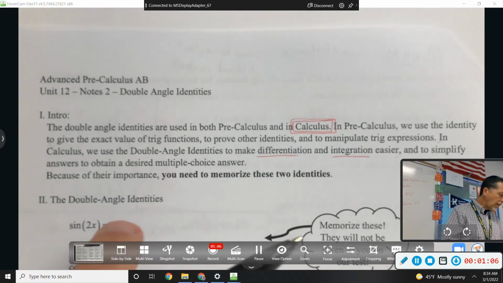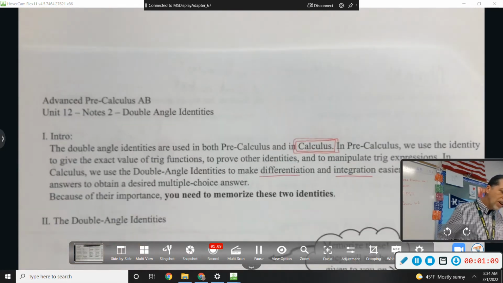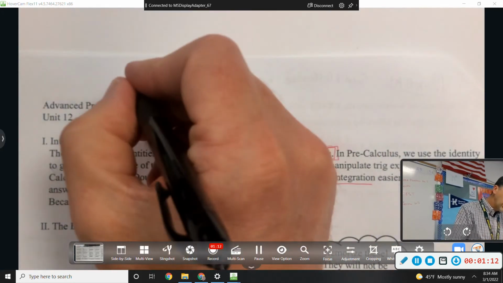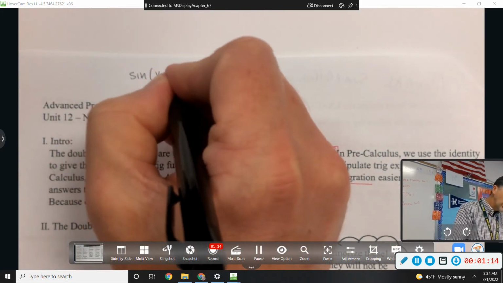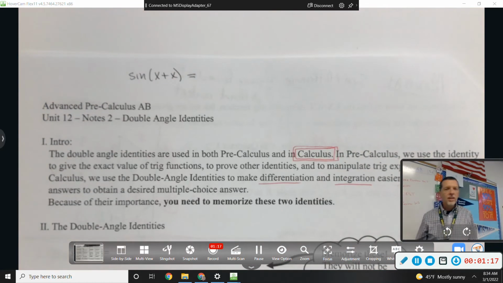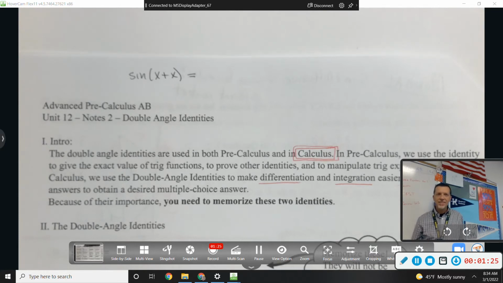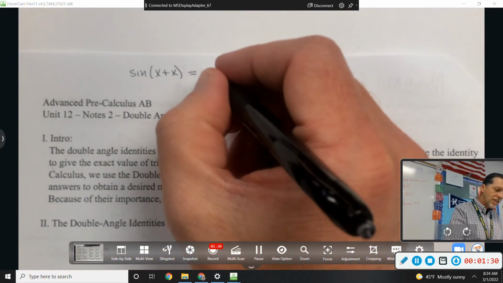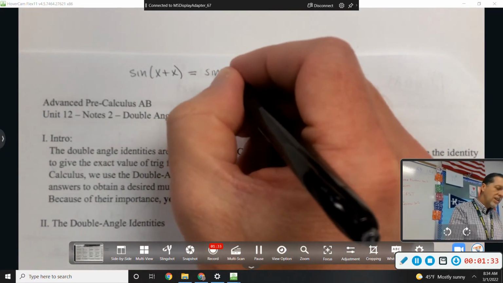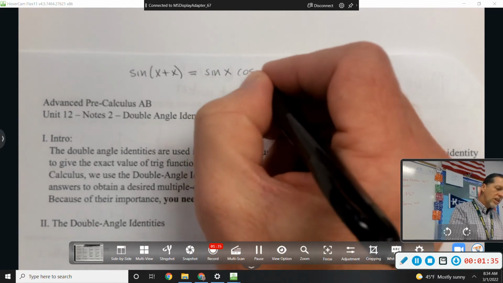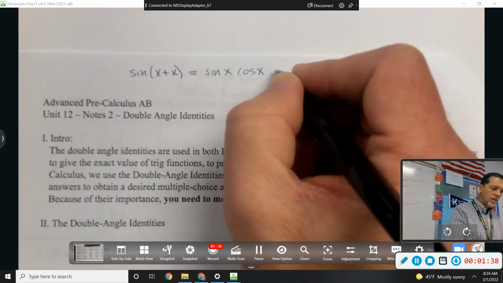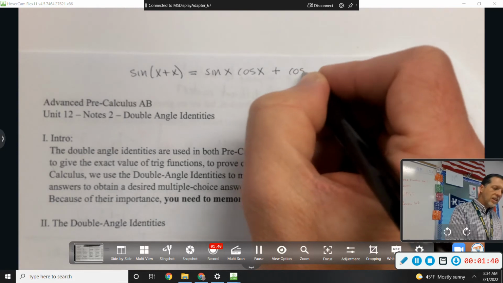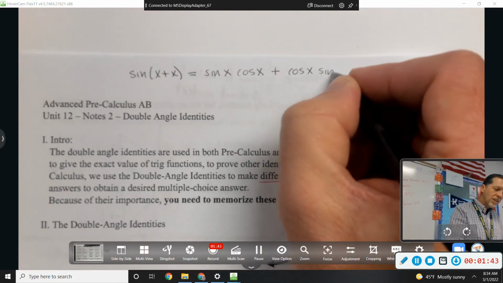All right, rather than me just giving them to you, let's come up here at the top and do sine of x plus x. So think about the sum identity, but with x and x in it. Do you remember the sum identity? You can flip back to it if you don't. Sine of the first one, cosine of the second one, plus cosine of the first one, sine of the second one.